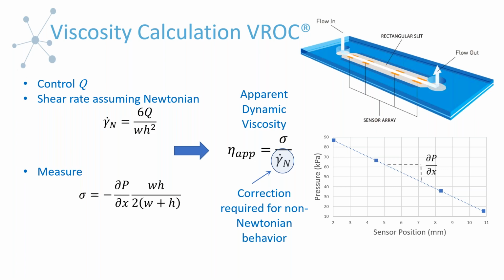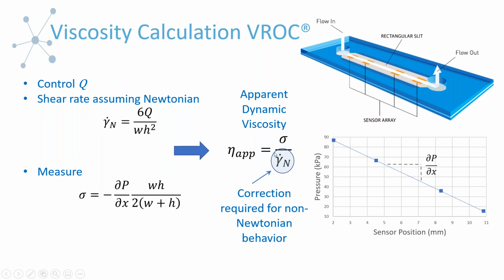We start off with assuming the Newtonian assumption, which allows us to calculate what the Newtonian shear rate would be at the wall as a function of this volumetric flow rate, and then the dimensions of the flow channel, just width and height. And then similarly, now that we've gotten our pressure drop across the flow channel, and the geometry is well characterized, so we know the dimensions, we can calculate the shear stress.